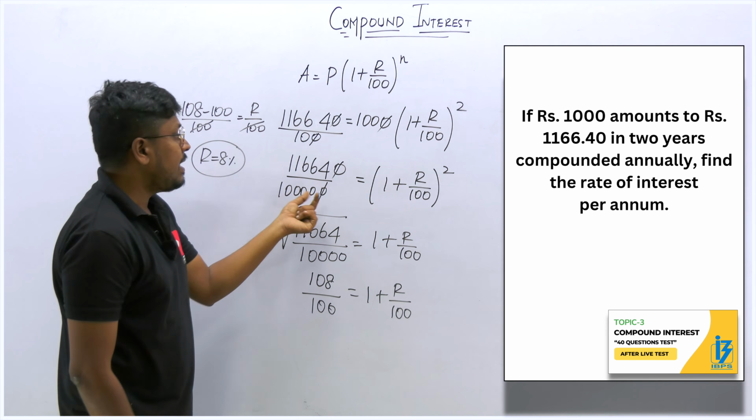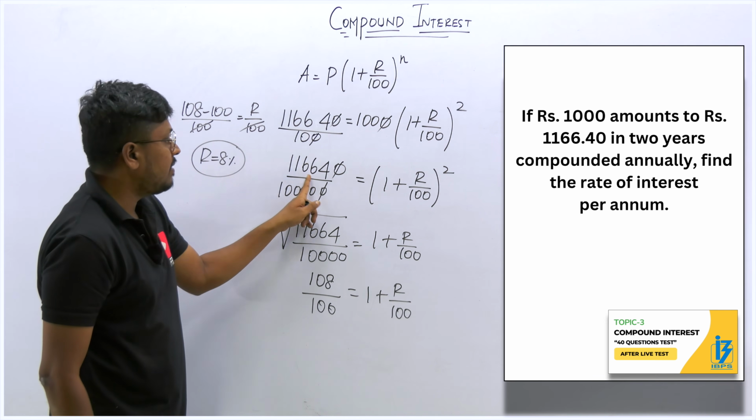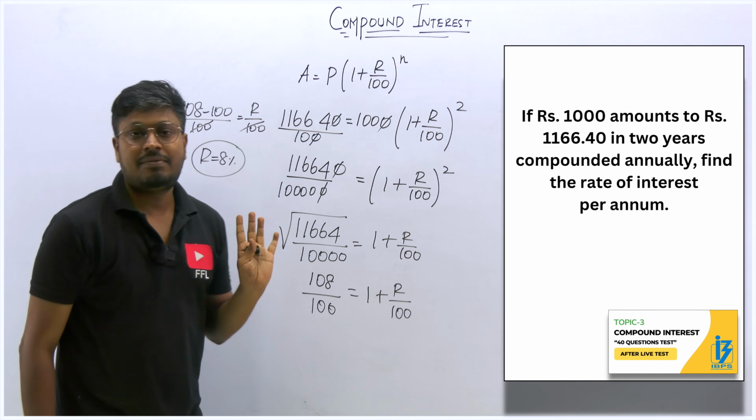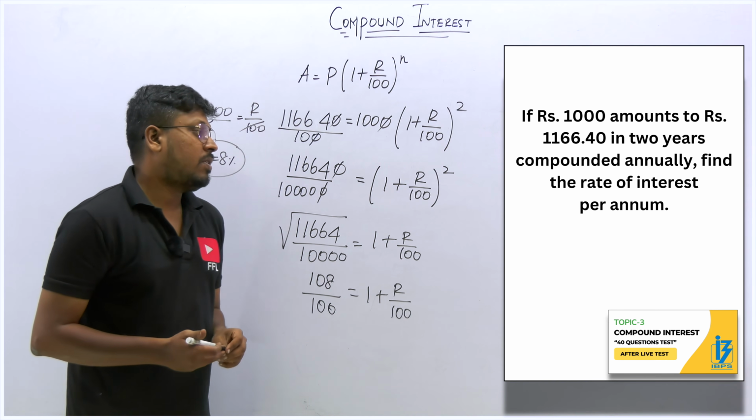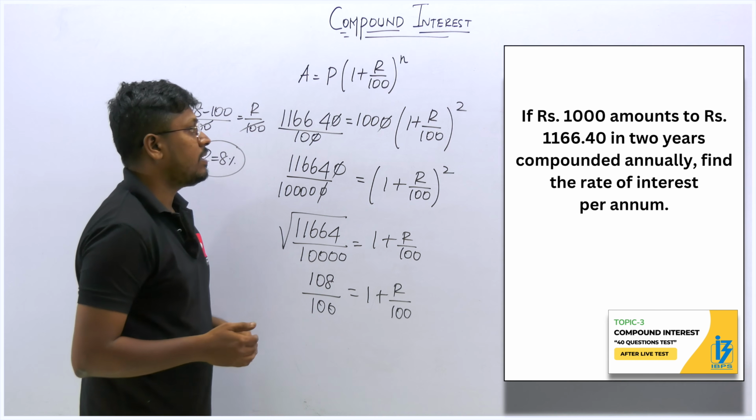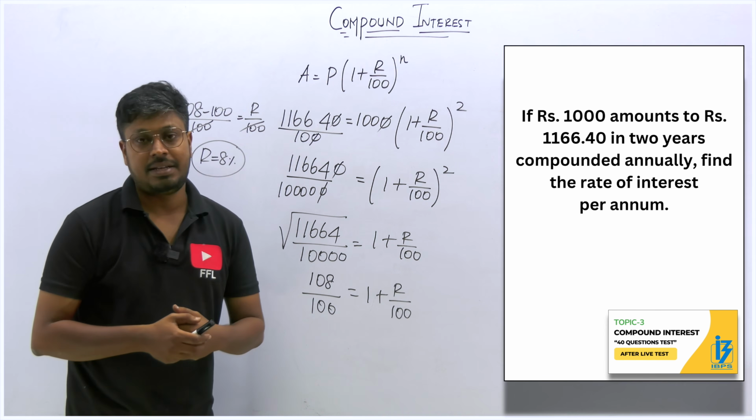So now after finding it, we have to take the square root of the number, which is 108 by 100. And then we can find the rate of interest. So according to the question, our target is to find the rate of interest. So the rate of interest is 8%.